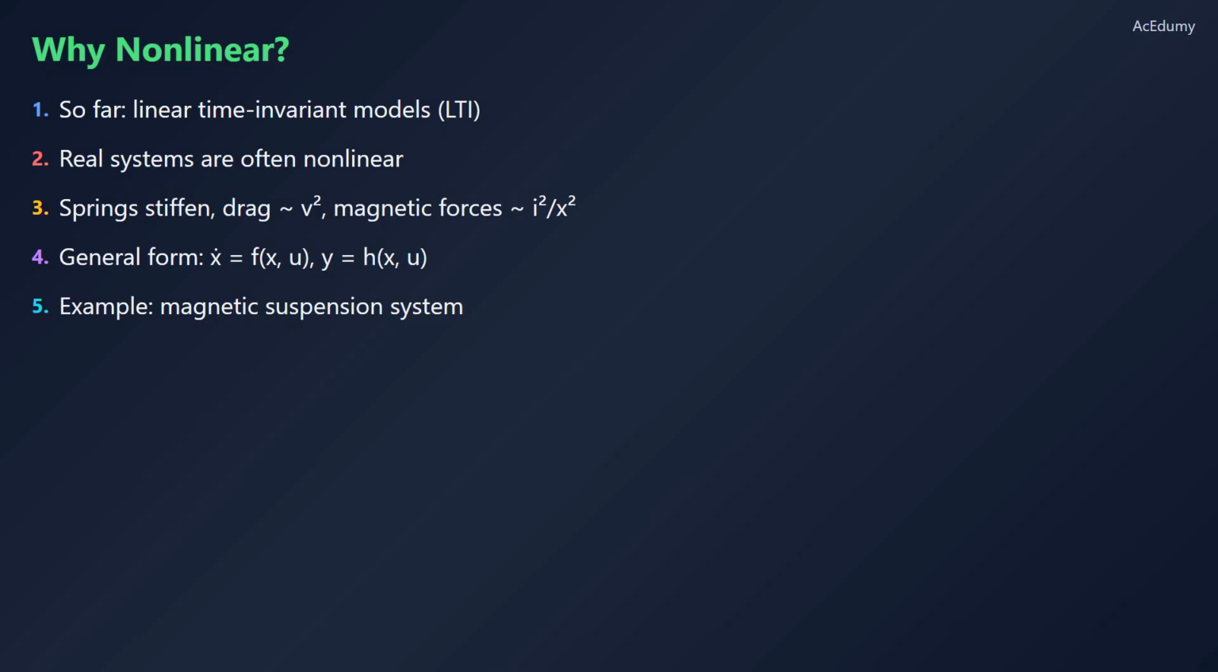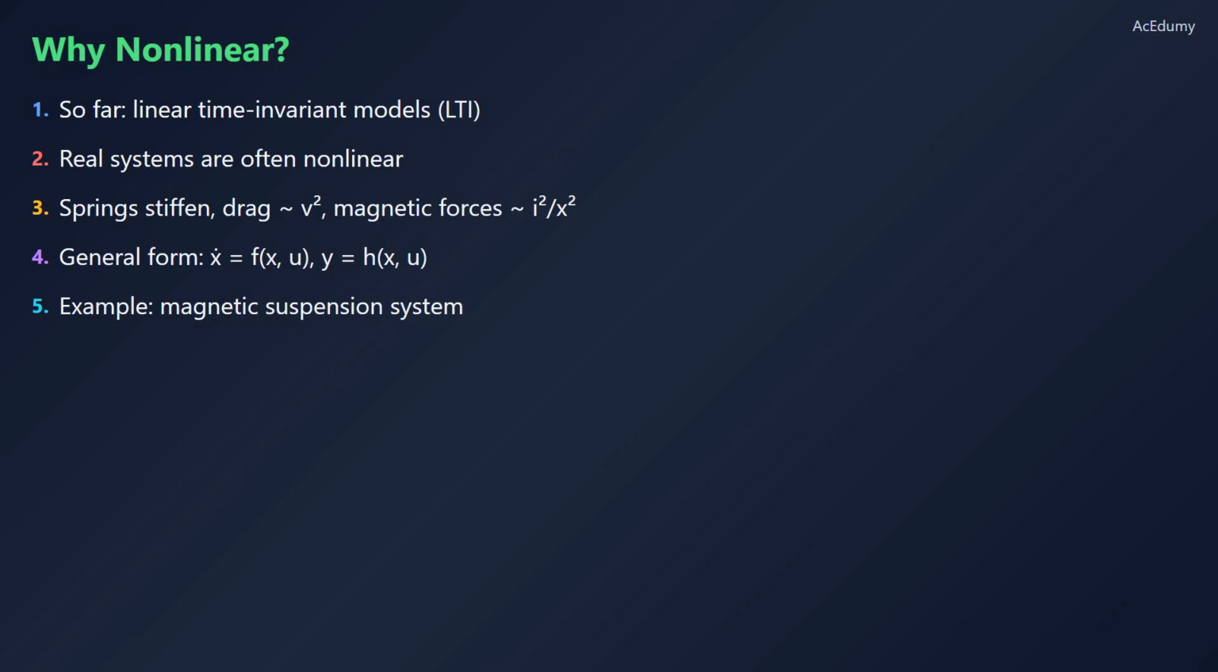So far, every system we have modeled has been linear and time invariant. We wrote equations like x dot equals Ax plus Bu, where A and B are constant matrices. But most real-world systems are not linear.